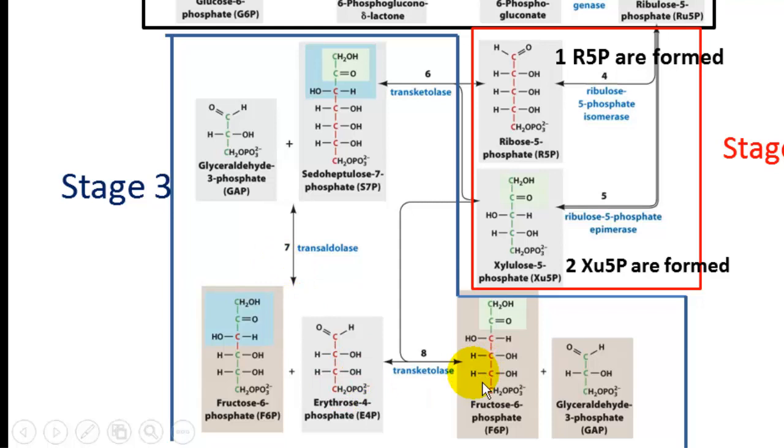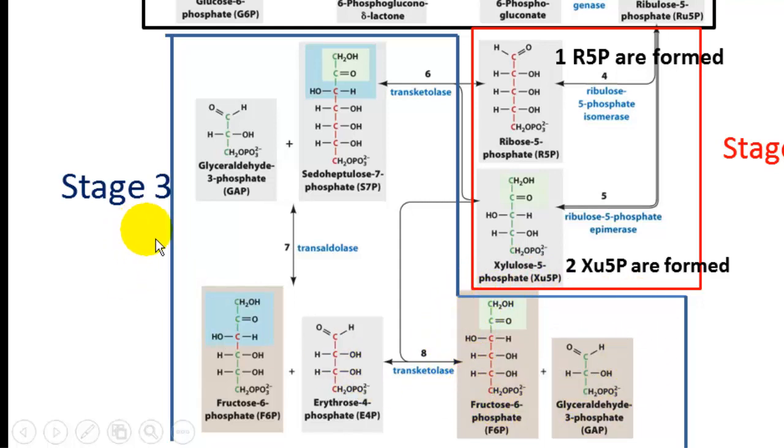I want to bring your attention here to the arrows. The arrows in stage 3 are all reversible. Notice the transketolase is reversible, the transaldolase is reversible, and the second transketolase is reversible. So you can go back and forth. You can go back from the gluconeogenic or glycolytic intermediates to make the DNA, RNA intermediates, or you can go from the DNA, RNA intermediates in this directionality to make the gluconeogenic or glycolytic intermediates.